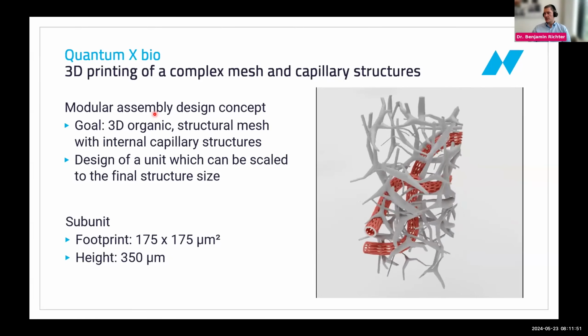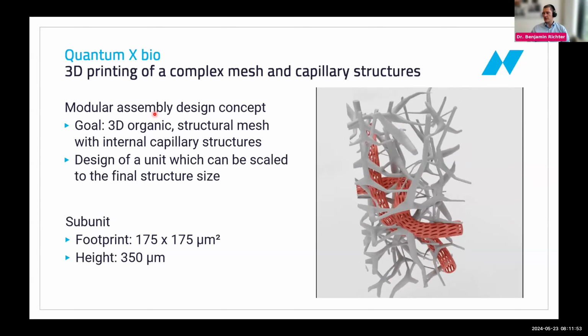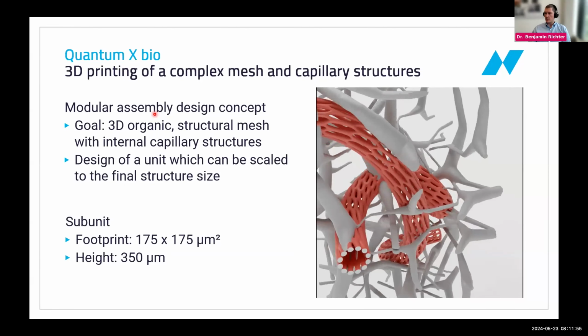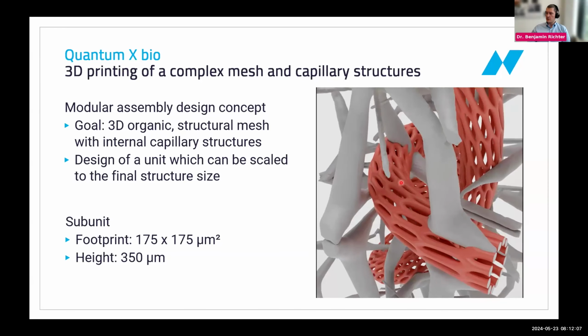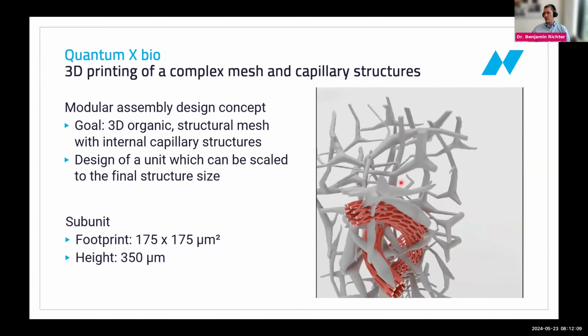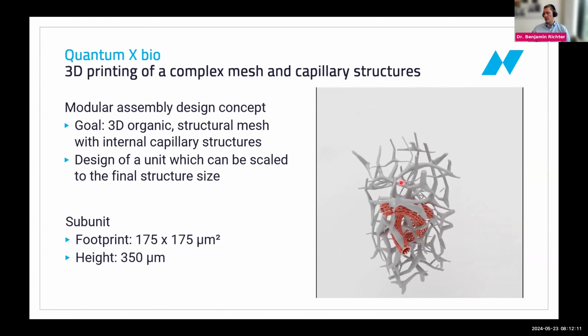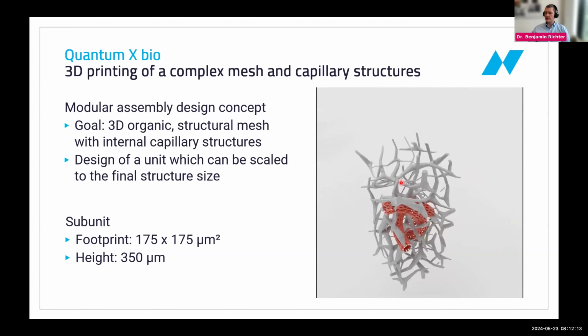If you are interested in capillary structure in a complex mesh, we generated this subunit cell where we have these vascular tubes. And we decided the size of these holes to be below 5 micrometers, so they are between 1 and 5 micrometers in size. And so cells are not able to invade into these vascular tubes.